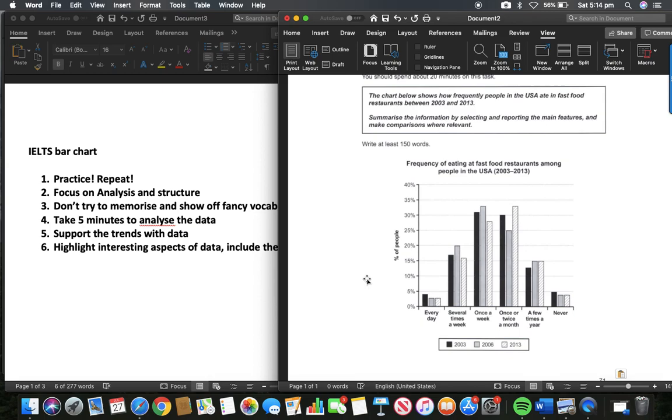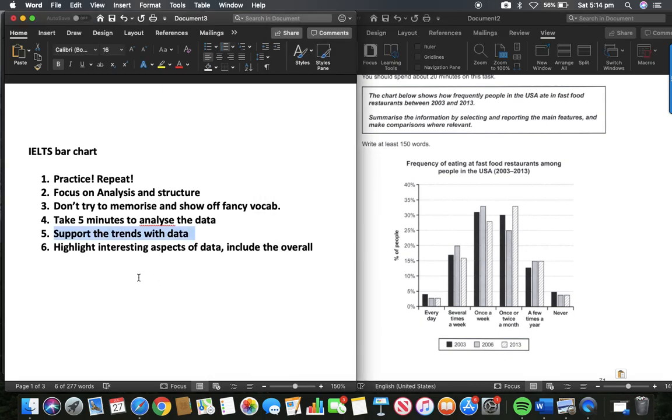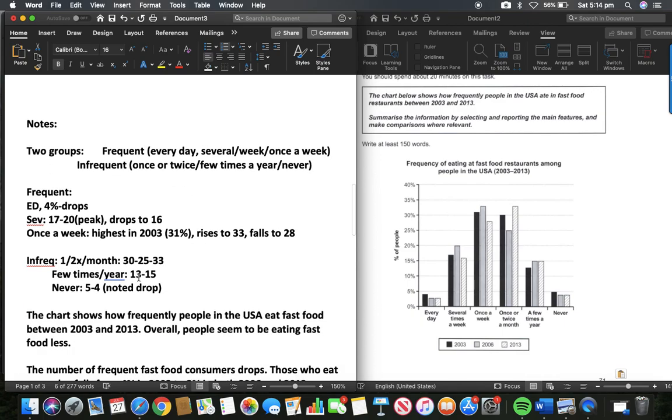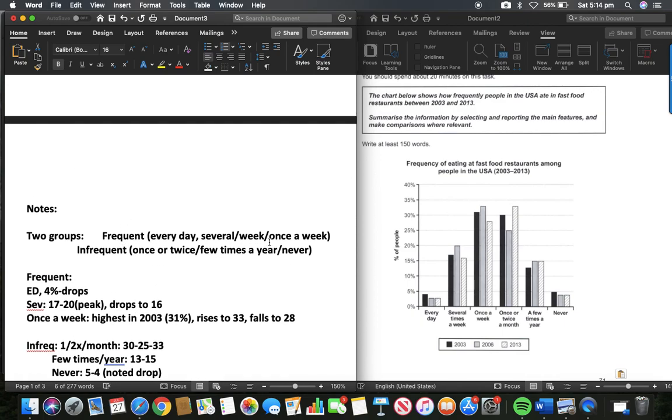Okay, as I hope you did, if you didn't, press pause and take a look for 5 minutes and then come back. All right, let's go into this. Welcome back. We are looking at some of the notes that I've made. What I noticed here is you had both frequent and infrequent consumers of fast food. I put every day, several times, and once a week in the category of frequent consumers, and I put infrequent as once or twice a month, a few times a year, or never.